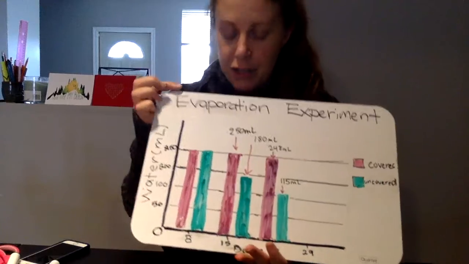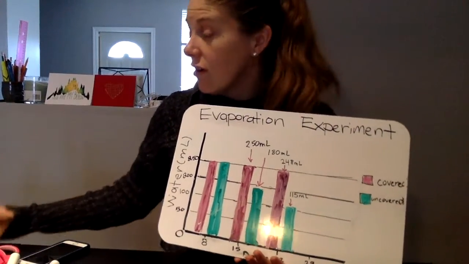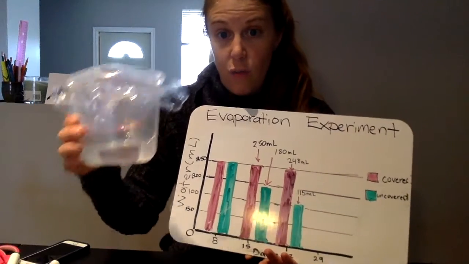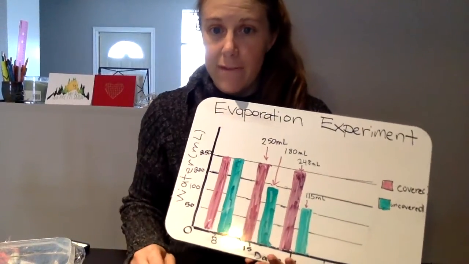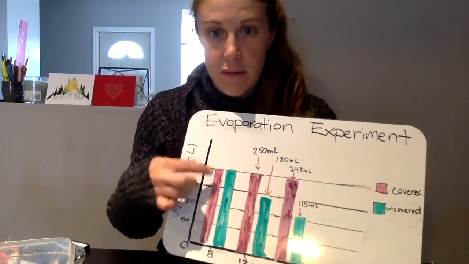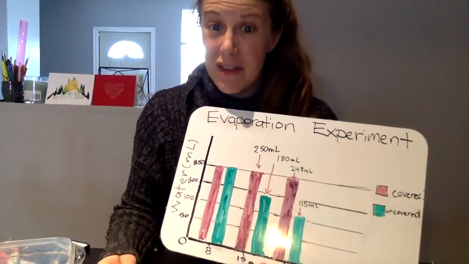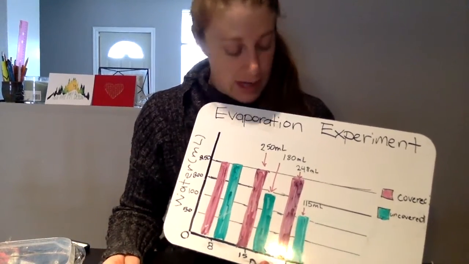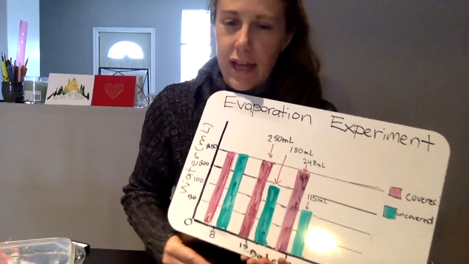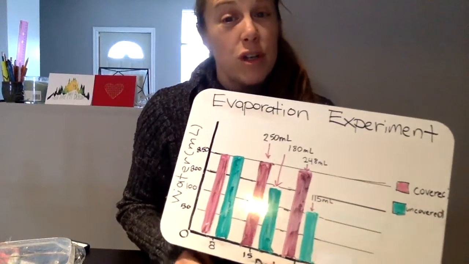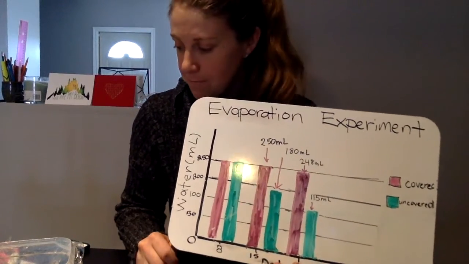Just to remind you, the pink bars show the covered container of water. We can see that they're staying almost the same every week. We had 250 milliliters when we started in that covered container. We had 250 milliliters the second week that we checked. And last week we had just a little bit less. We had 248 milliliters of water, which means that 2 little milliliters evaporated from that container.